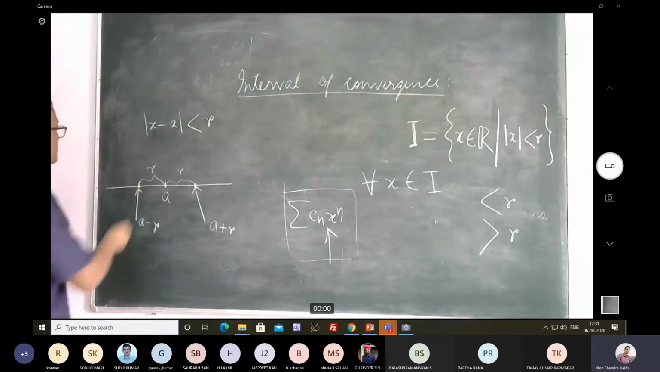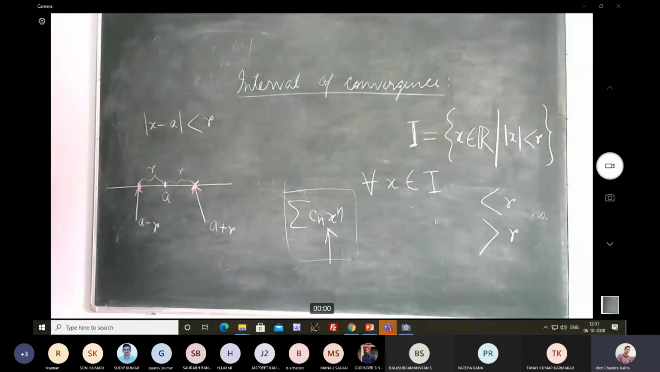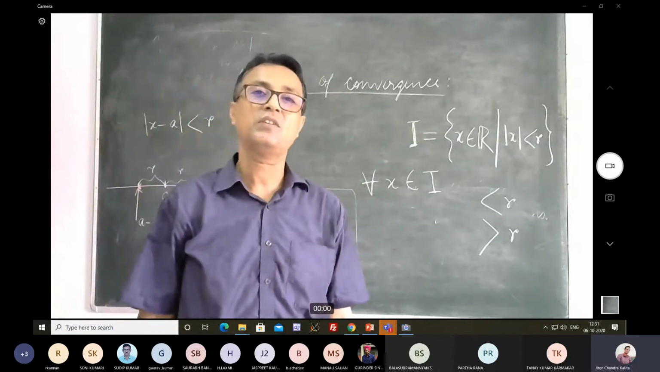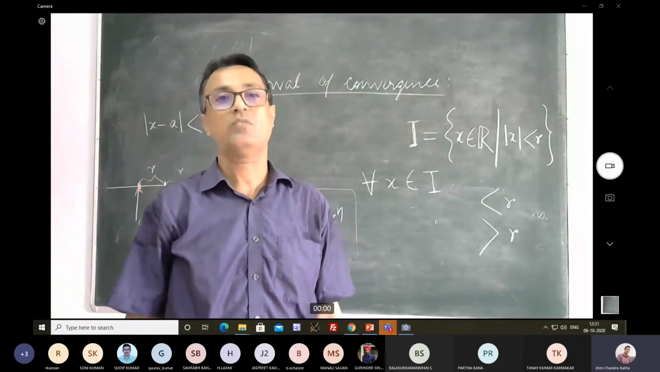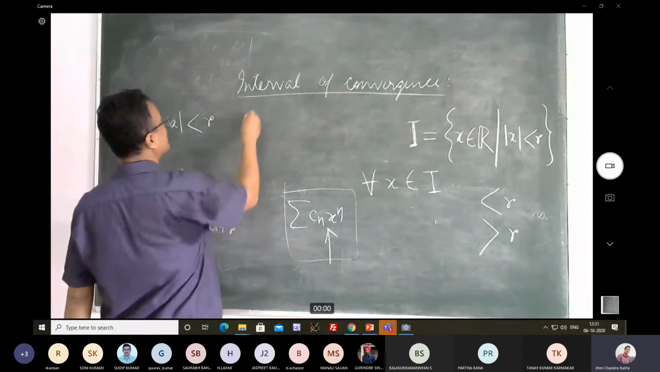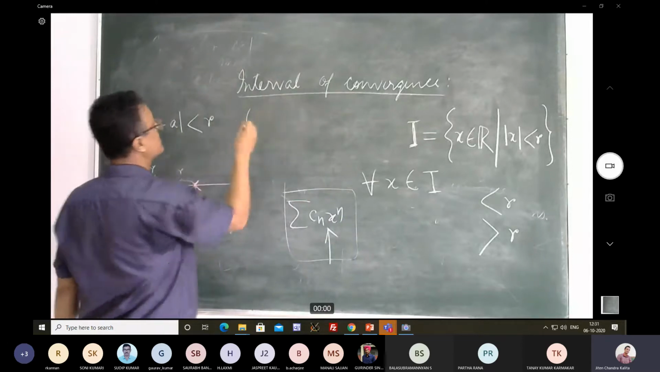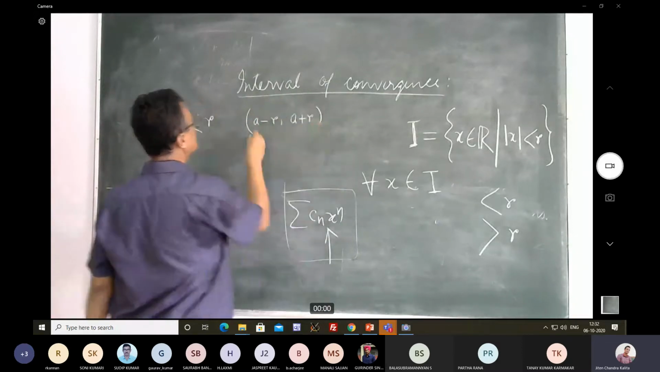Now these are the endpoints. See what is going to happen at the endpoints. I'm not absolutely sure whether these series are convergent or divergent, so we have to check for that. It may so happen that there are four possibilities. Like say, you may have the interval of convergence as A minus R, A plus R.